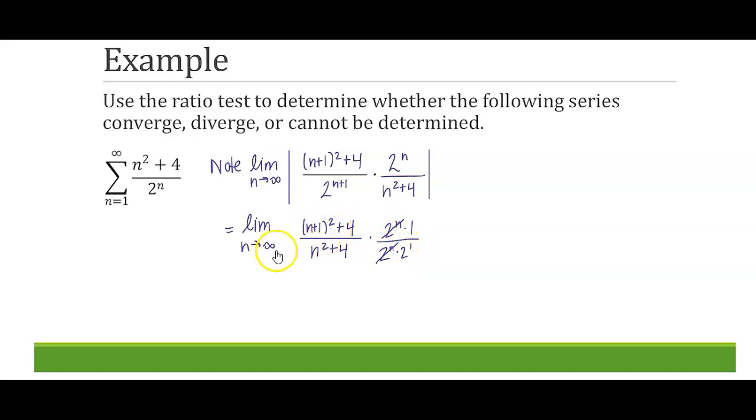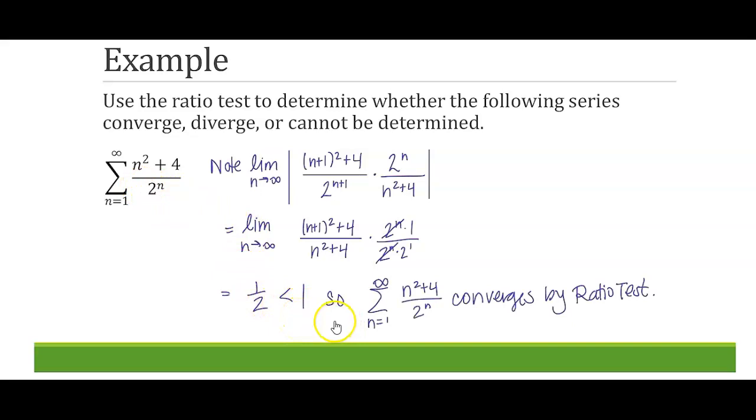Now over here, as n approaches infinity, this quadratic over this quadratic is just going to end up being 1, the leading coefficient. So if I think about multiplying all of this out, I'm still just going to have n squared, and here I have n squared. So this part is 1, and over here all I have left is a 1/2. So I end up with a value of 1/2, which is less than 1. So by the ratio test, this infinite series converges. And this would be our written conclusion.